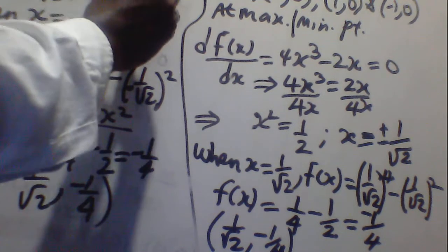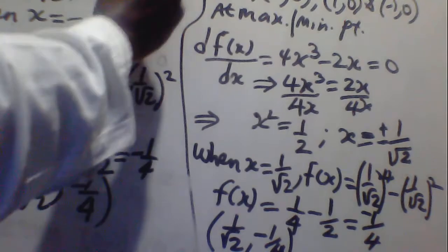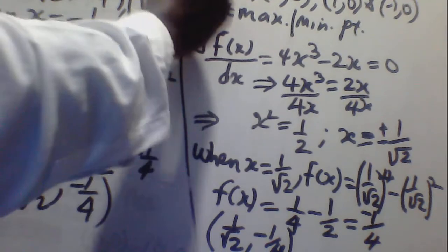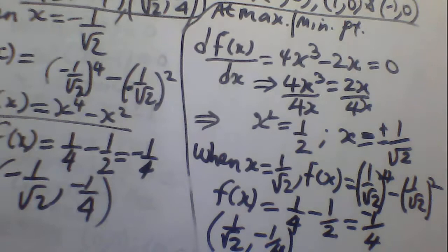1 over root 2, minus 1 over root 2 and minus 1 over 4. So these are values we need to plot the graph. Do you have any question? If you don't have any question, we proceed.